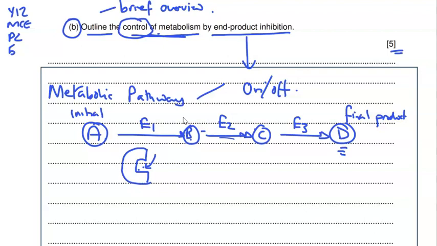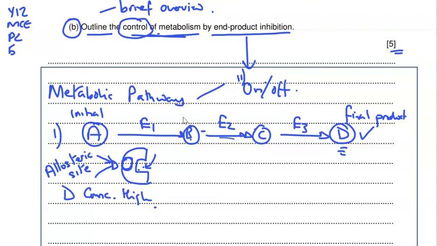So what is the nature of the control? Having established this, we could then talk about ways in which it can be switched on and off by using the final product. When the concentration of the final product D is high, it can become attached to the outside of enzyme E1. This site of attachment is called the allosteric site. So D will attach there.